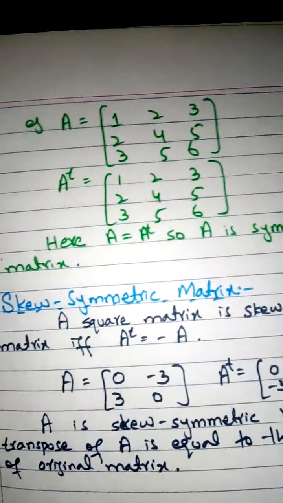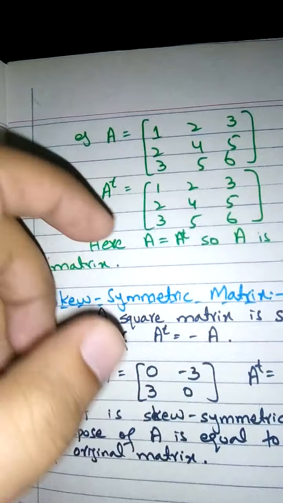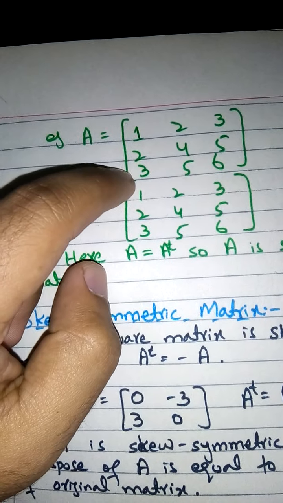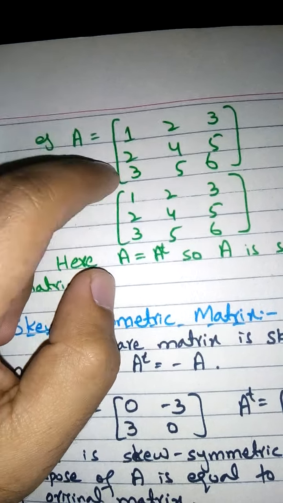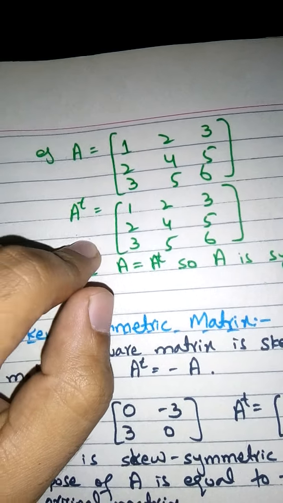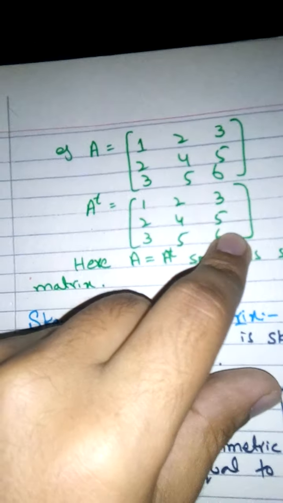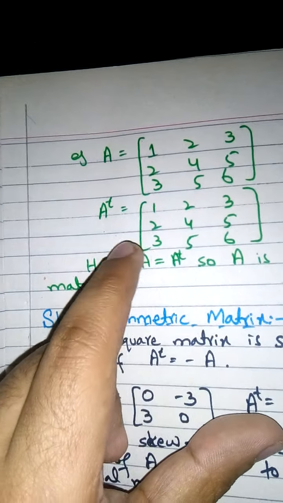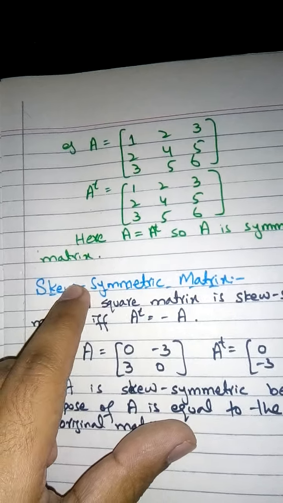For example, if you look at this example A, the matrix is a square matrix, so the first condition holds. If we obtain the transpose, we change the first row into the first column, second row into the second column, and third row into the third column. If you look at these two matrices, the two matrices are the same. That is, here A is equal to A transpose, so A is a symmetric matrix.